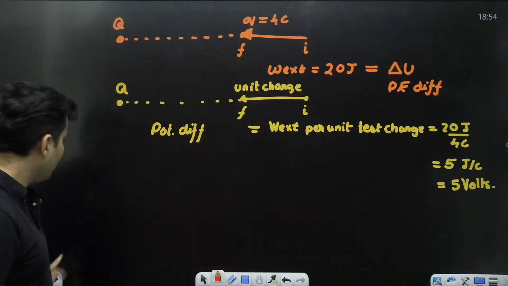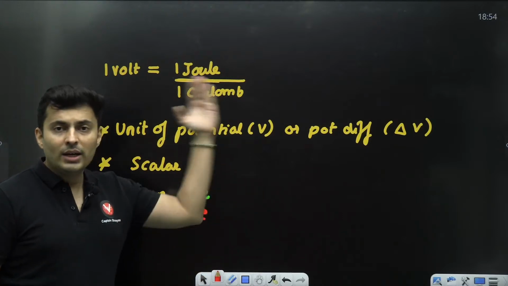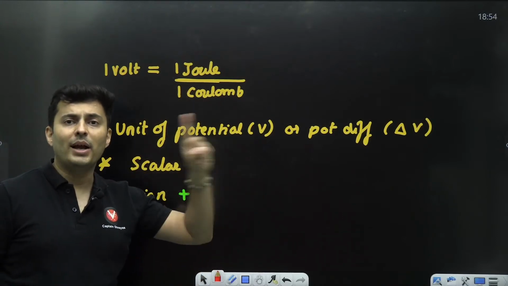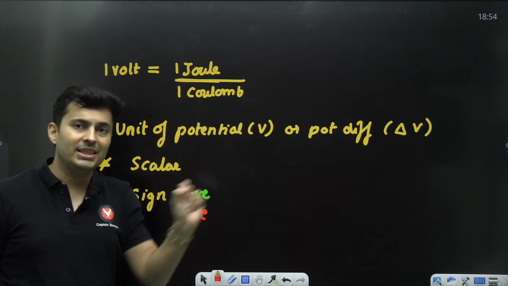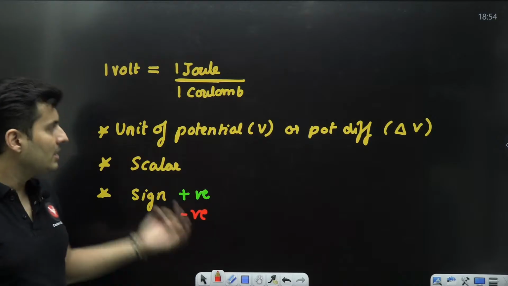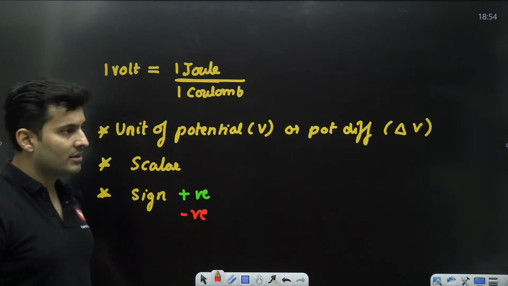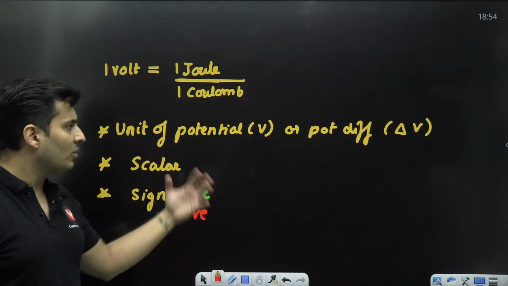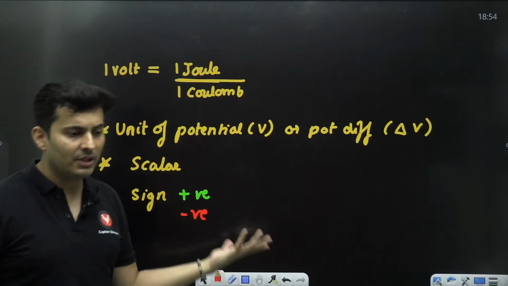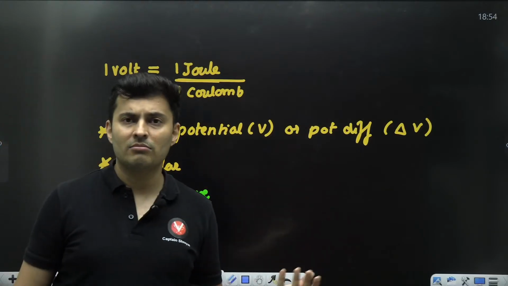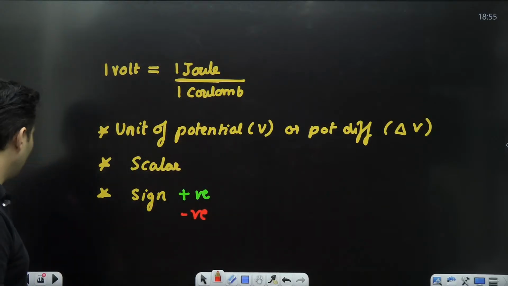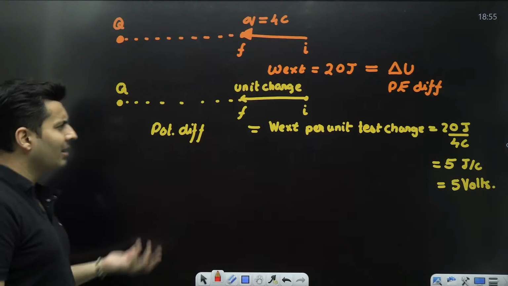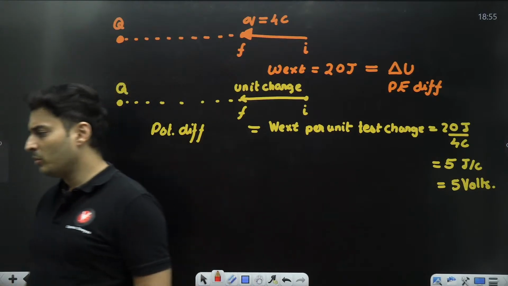Is this point clear, everyone? How do we define 1 volt? 1 volt is when you do 1 joule of work per coulomb. When you do 1 joule of work per coulomb, that energy per unit charge is called 1 volt. It is a scalar quantity because there is no direction associated with it. Just like energy, work, power, all these are scalars. They don't have direction associated, and they can be positive or negative, just like potential energy.